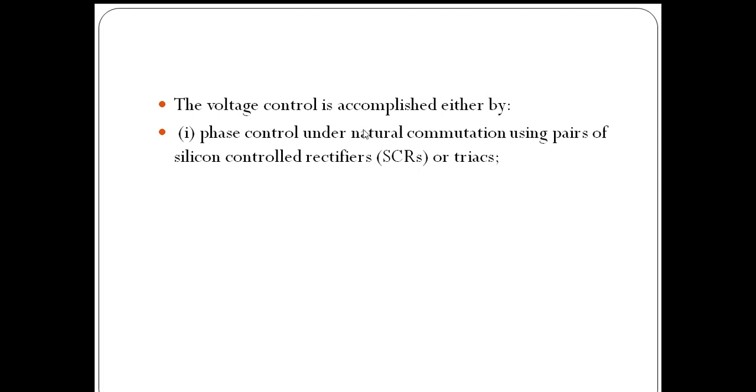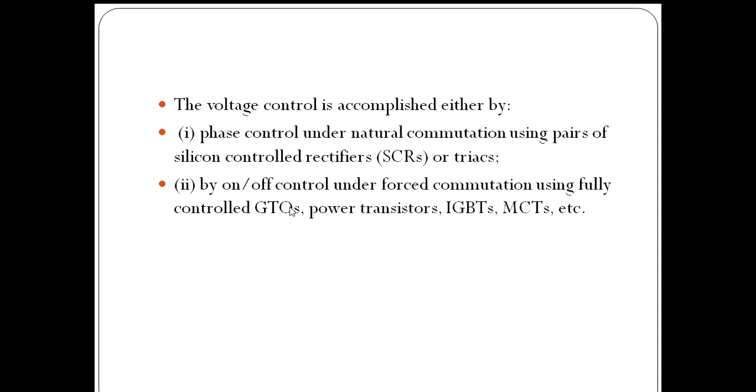The voltage control is accomplished in an AC voltage controller by using either of two methods. One is by using phase control under natural commutation using a pair of SCRs, or by using triacs. And one more method is on-off control under forced commutation using fully controlled GTOs, power transistors, IGBTs, MCTs, MOSFETs, etc.